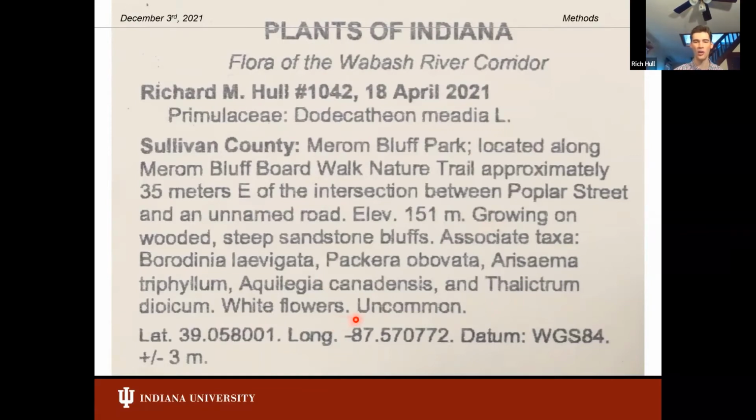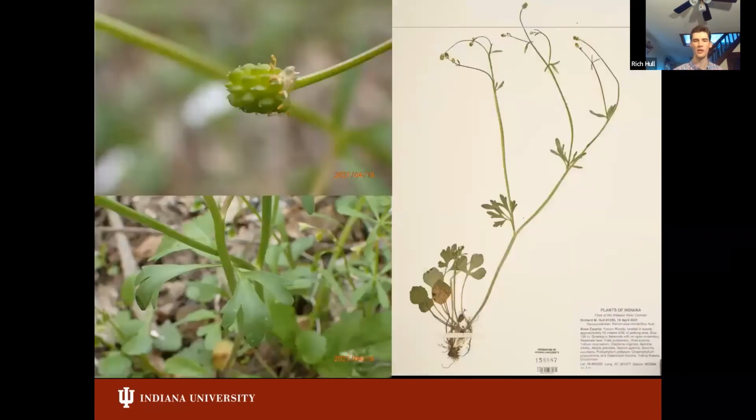And then I also like to see or record how common the plant is at the site. So in this case, it's uncommon. Here's another example of a voucher specimen I collected. And again, this is the same plant here on the left in photographs.